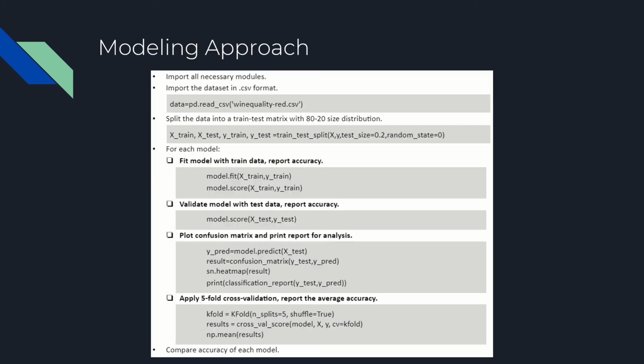Thank you. So this is our modeling approach. First, we import all the necessary models, and then we import the dataset in CSV format. We split the dataset into a training and testing matrix with 80%, 20% distributions and a random state of 0. For each model, we will first fit the model with the trained data and report the accuracy, and then we validate the model with the test data. We plot the confusion matrix and print the report for analysis, and then we apply the 5-fold cross-validation and report the average accuracy. We compare the accuracy of each model. The results we will present in the next slides.